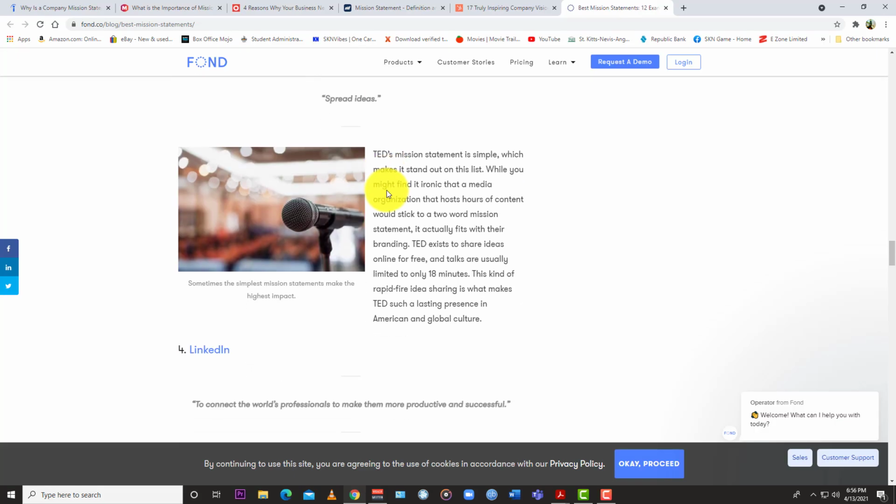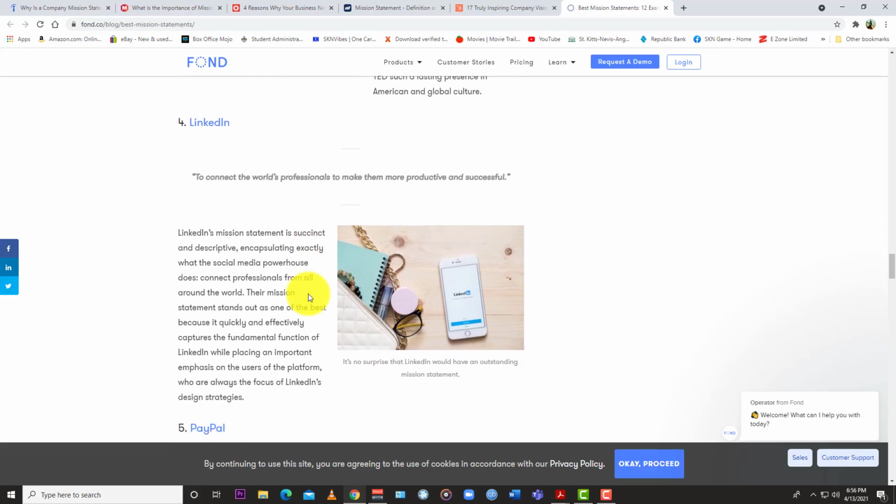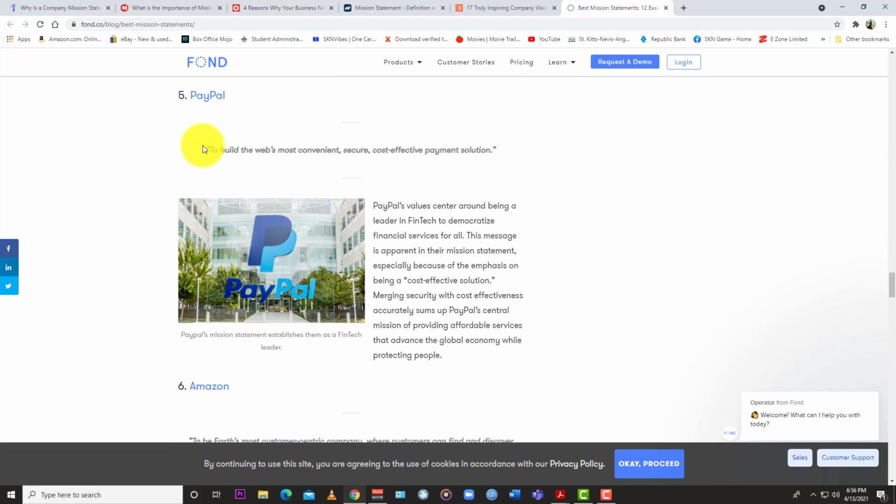We have TED Talks: spread ideas. TED is all about spreading ideas. You go on the stage, you talk, and that alone, when you see it, is why you know what the company is, because people go and talk. You know what the idea behind it is. The whole thing is to spread ideas. Then you have LinkedIn, you have PayPal: to build the web's most convenient, secure, and cost-effective payment solution.